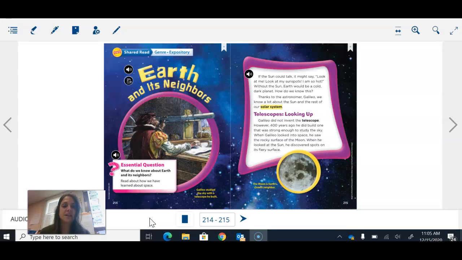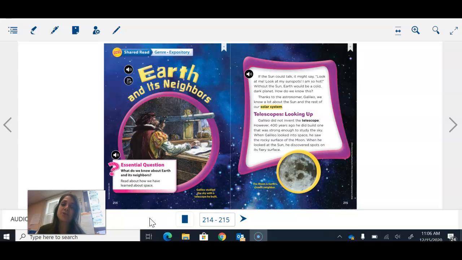If the sun could talk, it might say, "Look at me! Look at my sunspots! I am so hot!" Without the sun, Earth would be a cold, dark planet. How do we know this? Thanks to the astronomer Galileo, we know a lot about the sun and the rest of our solar system.